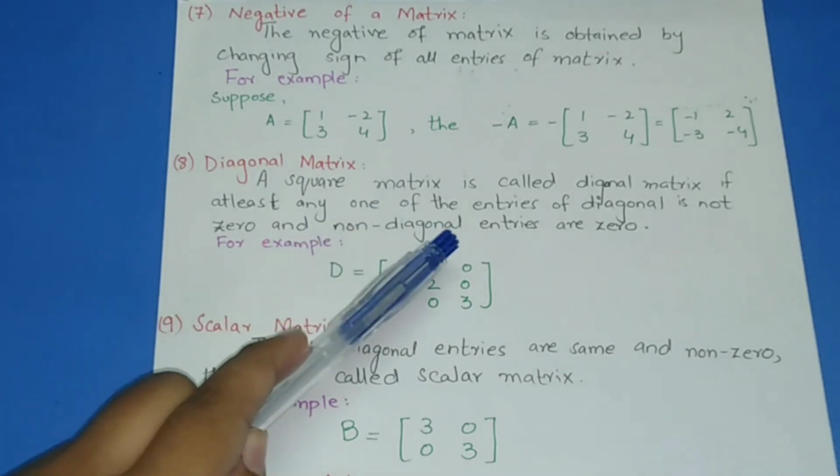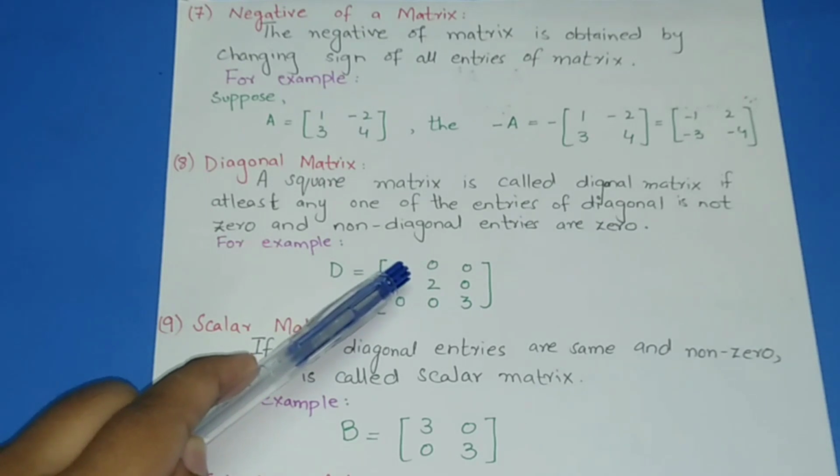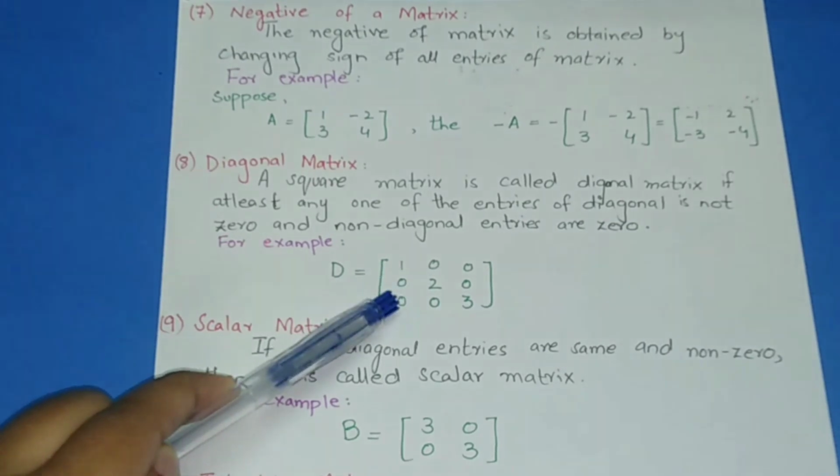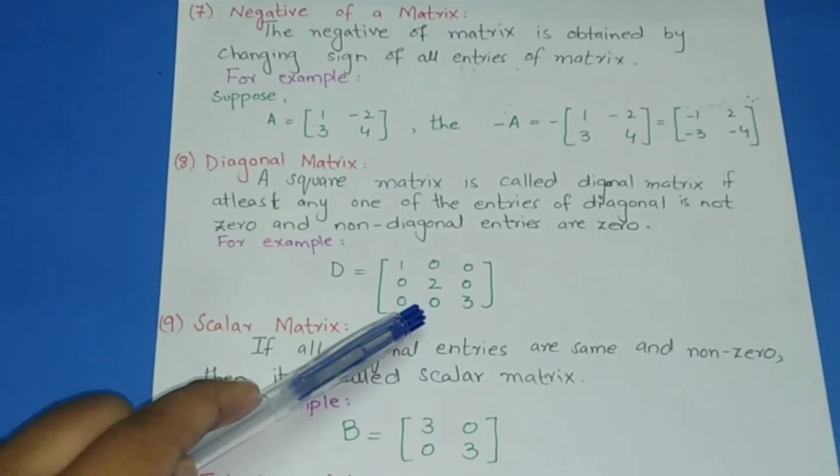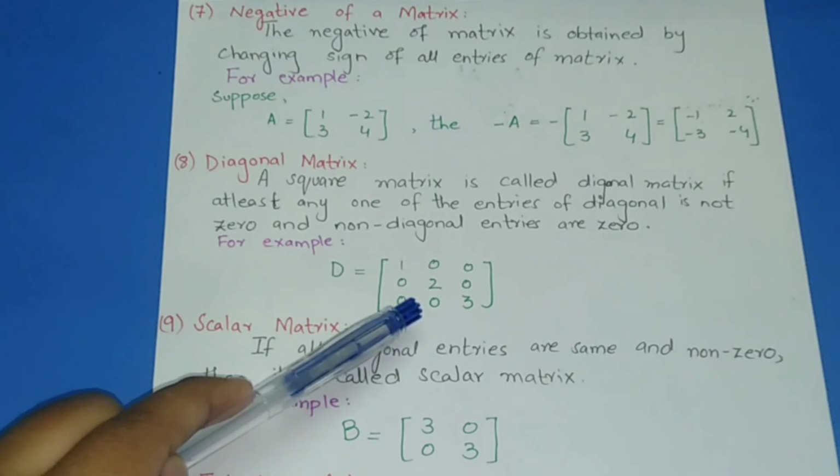And non-diagonal entries means those that are not present on the diagonal. For example, this one, this one, this one, this one, this one, and this one. So these non-diagonal entries are all 0. So we call it as a diagonal matrix.